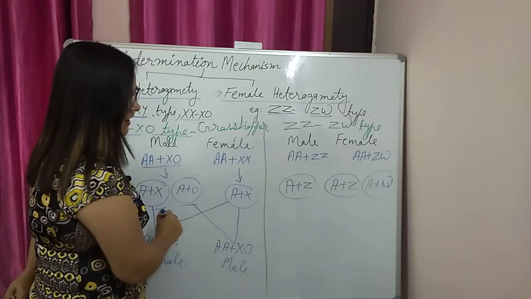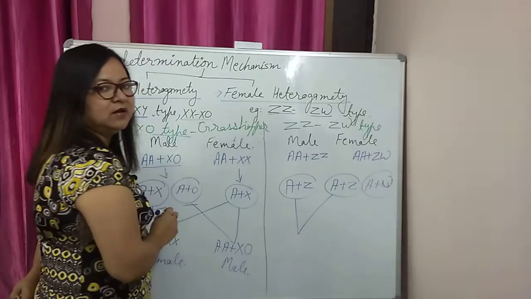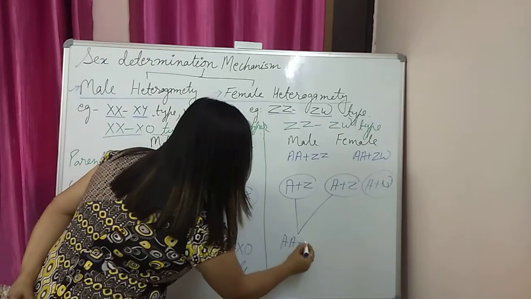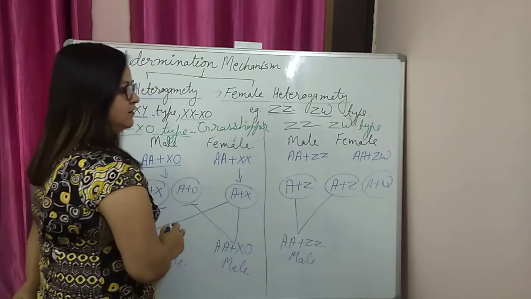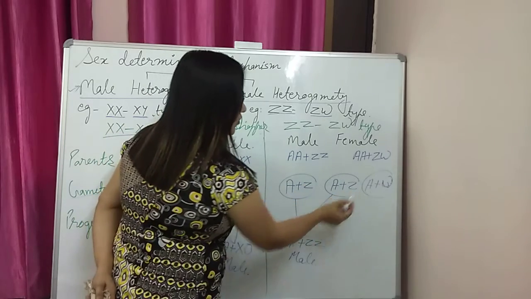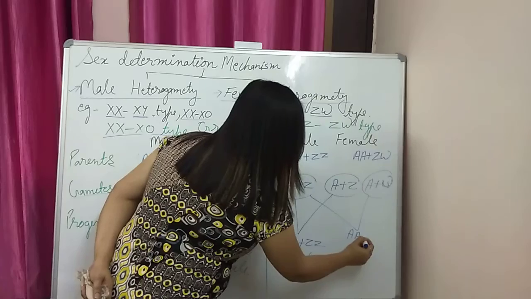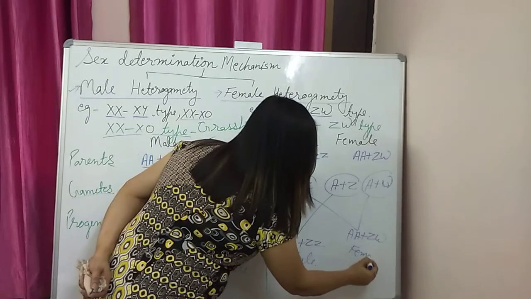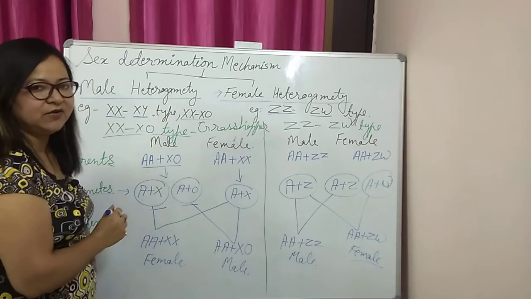At the time of fertilization, if the male sperm fertilizes a gamete having the Z chromosome, then it will form a male. But if fertilization takes place between the sperm and the ovum having the W chromosome, then it will form a female having the ZW set of chromosomes. This is about female heterogamety.